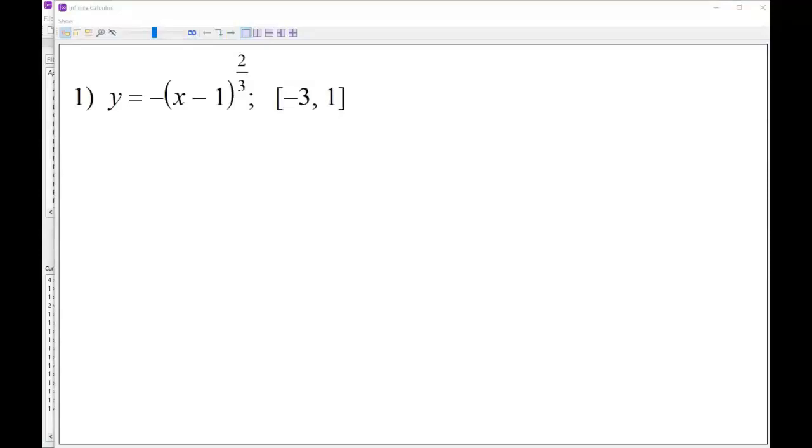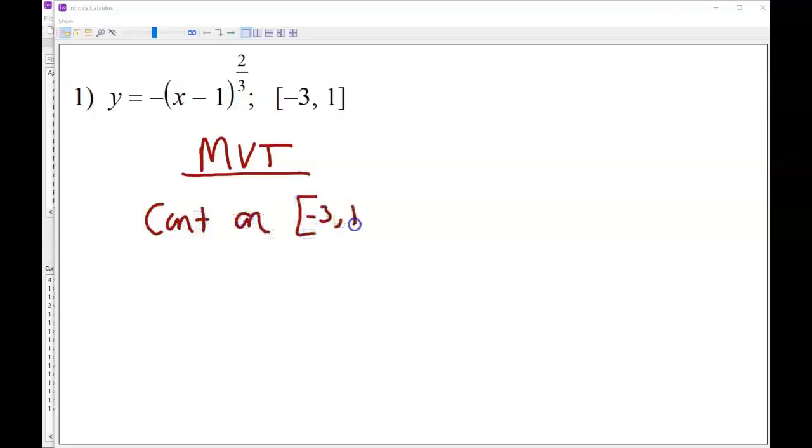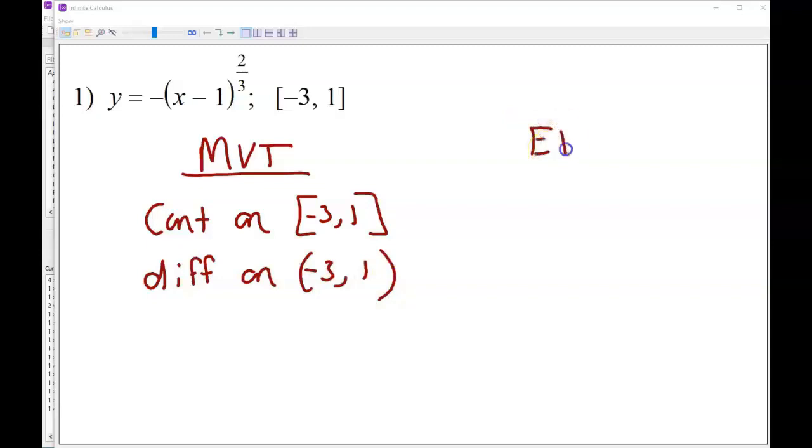So for the MVT to apply to this problem on this interval here, it needs to be continuous on the interval -3 to 1, and it needs to be differentiable on the open interval -3 to 1. In order for the EVT to apply, it only needs to be continuous on the closed interval. And that's it.